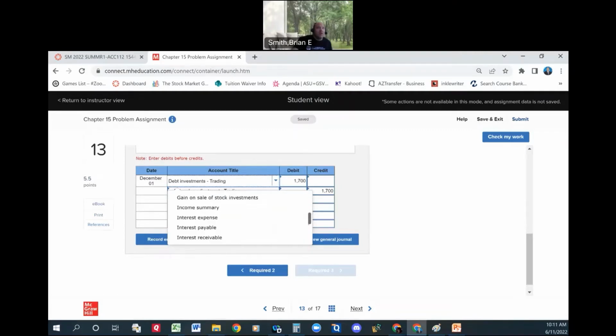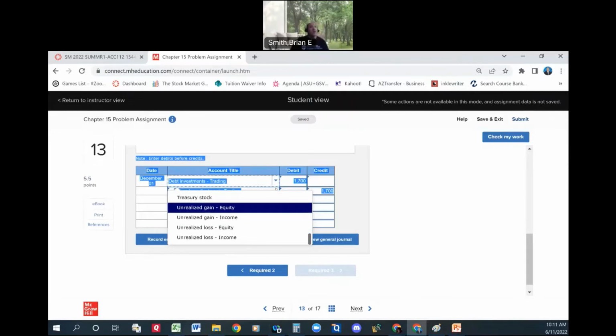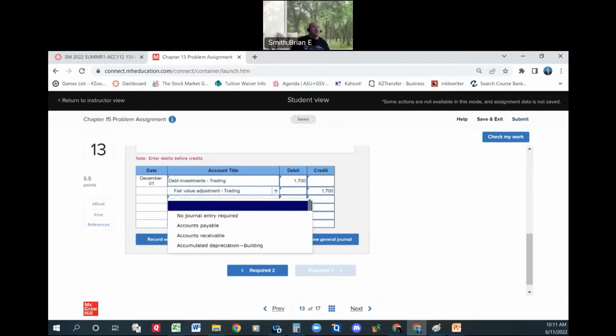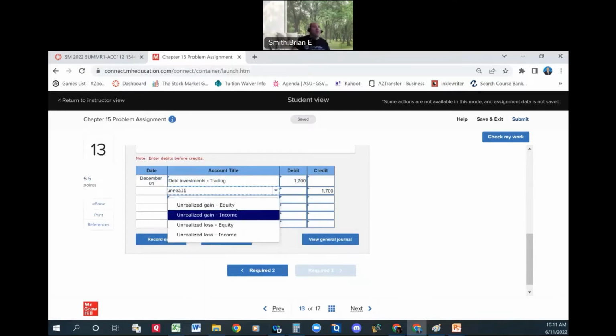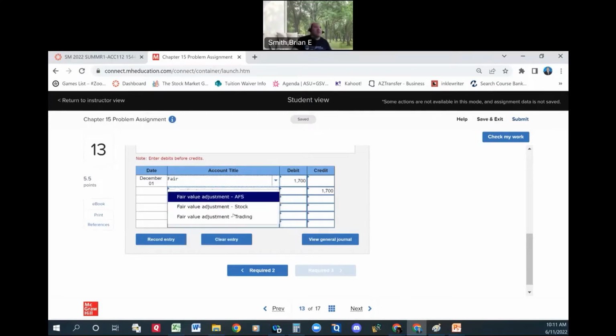All right, let me find out. Let me find these guys real quick. They're somewhere here. Unrealized gain income is what we're going to want on the second one. Yeah, I see that's what it is. Unrealized gain income here. And we wanted the fair value adjustment here. I'll bet you money that's what they wanted.